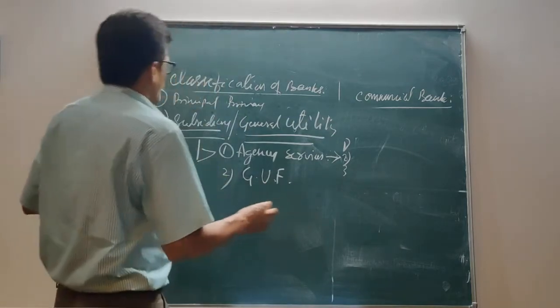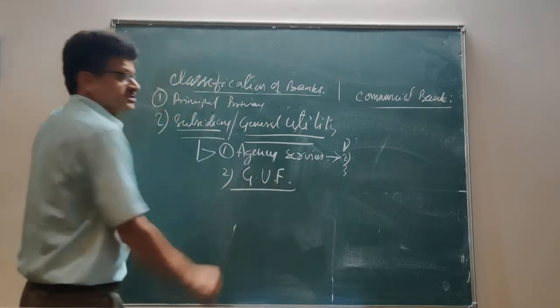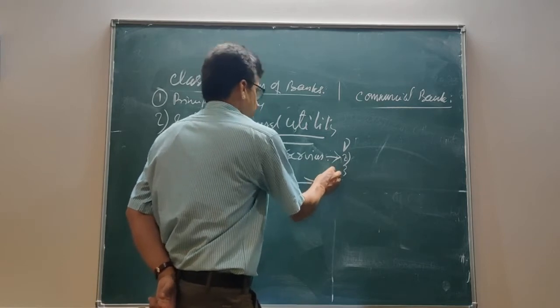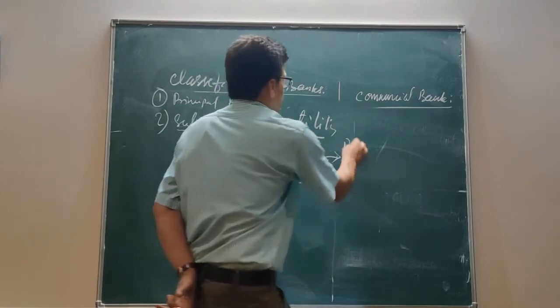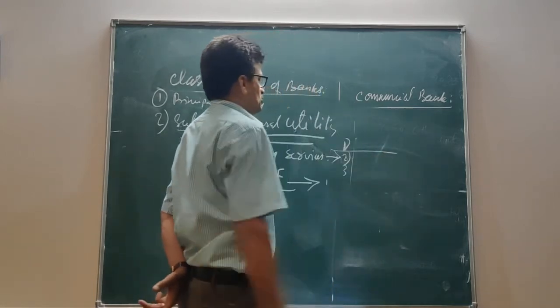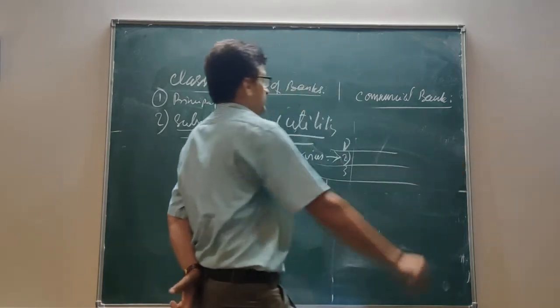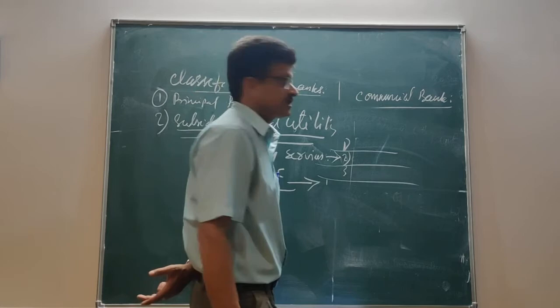Then, what about the general utility functions of the commercial bank? A commercial bank also offers general utility functions, namely these. It pays money on behalf of the customers. It collects money on behalf of the customers. It makes payments on behalf of the customers.